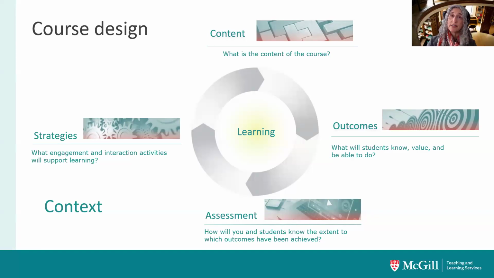If we move in a clockwise direction, the next moment would be outcomes. And this speaks to learning outcomes. The question to ask here is, what will students be able to know, value, and be able to do in my course? So by the end of the course, what can they do? Just like I modeled a moment ago when I said by the end of this workshop, I hope that you would be able to meet these three outcomes. Those learning outcomes will be the driving force of the entire course.